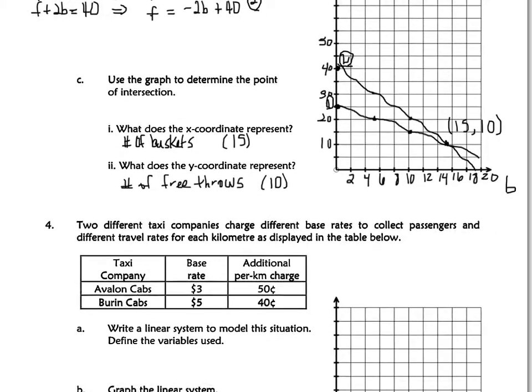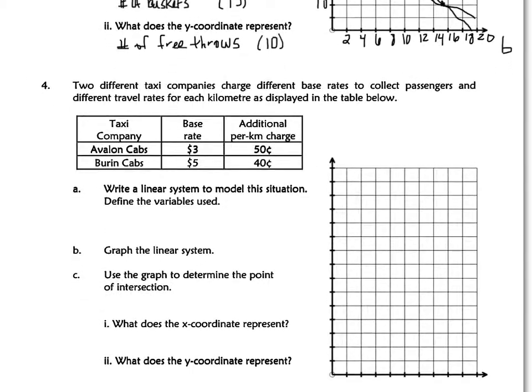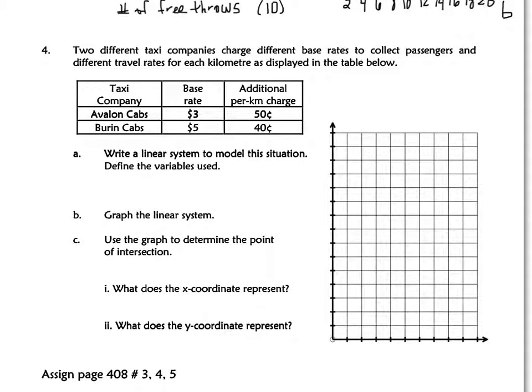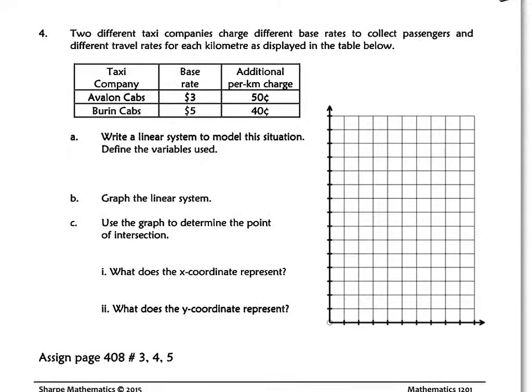Okay, the next example talks about 2 different taxi companies which charge different base rates to collect passengers and different travel rates for each kilometer, as displayed in the table below. So the first question asks you to write a linear system to model this situation and define the variables used. So if we look at the information, one taxi company is Avalon Cabs. It has a base rate of $3 and an additional per kilometer charge of 50 cents. So that basically means they're charging you 50 cents a kilometre on top of the $3 base rate. And Bjorn Cabs charges 40 cents per kilometre on top of the base rate charge of $5.